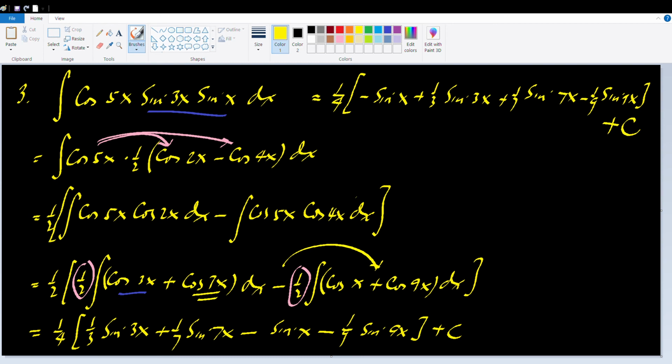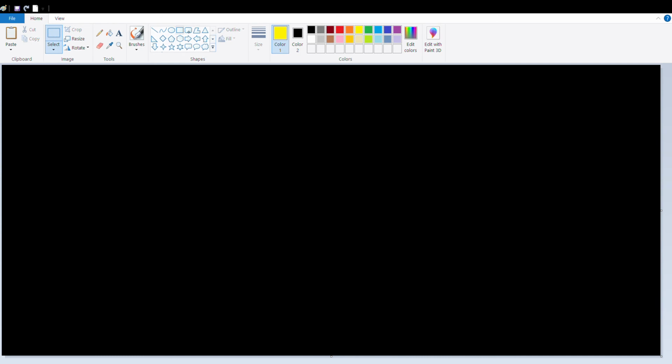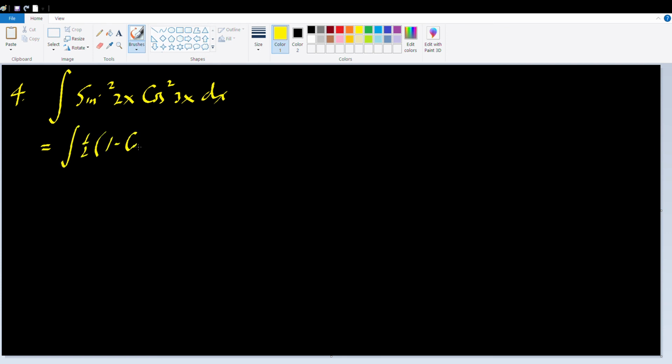So let us have one final example. The integral of sine squared 2x and cosine squared 3x dx. Alright, before we apply any of the identities given, we have the identity for sine squared and cosine squared. For sine squared, we know that that is equal to 1/2 of 1 minus cosine of 2 times 2x, 2x times 2 is 4x.